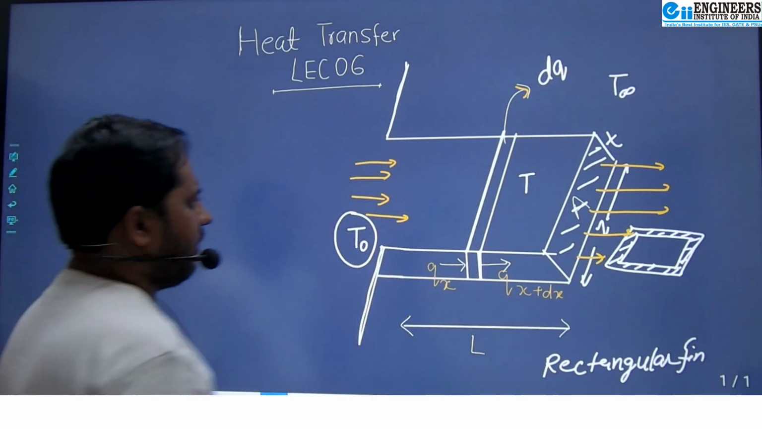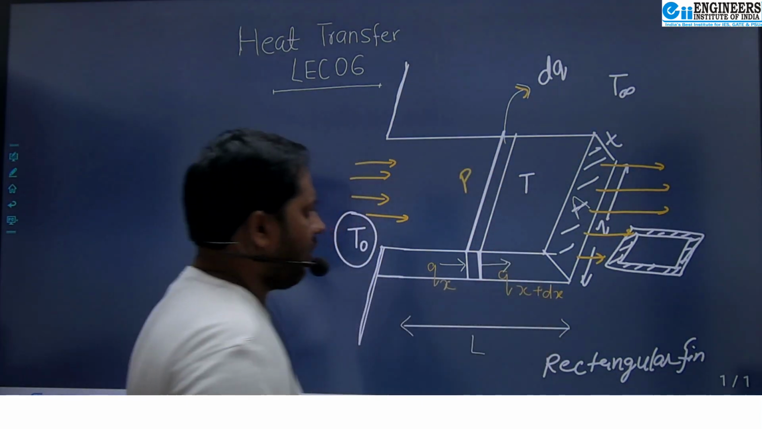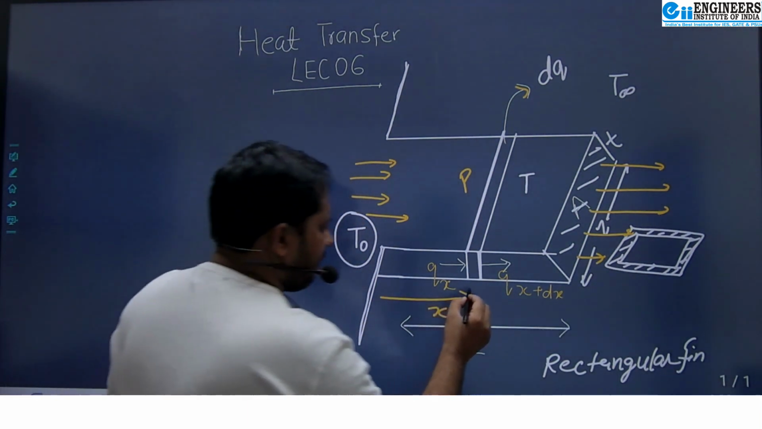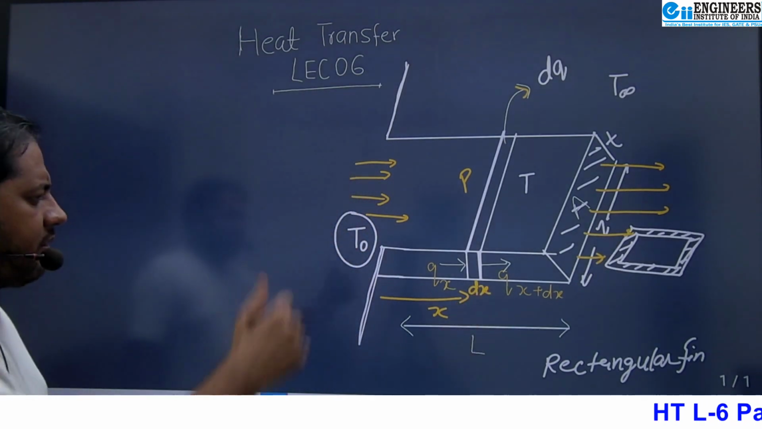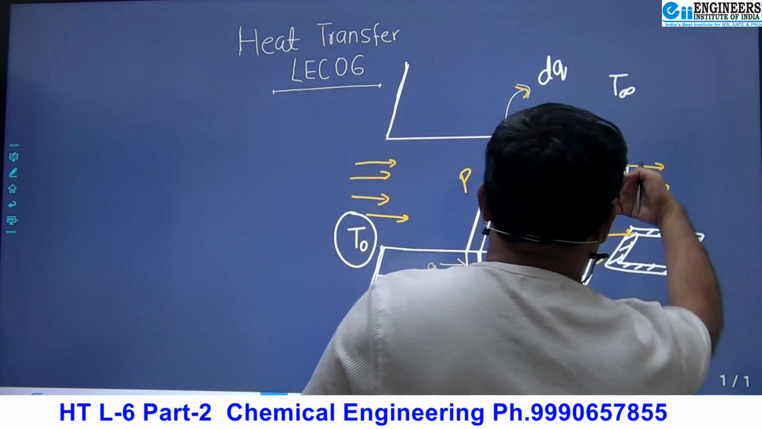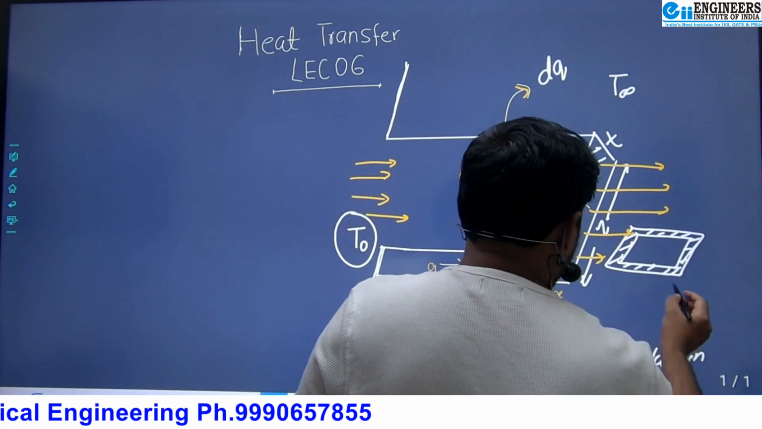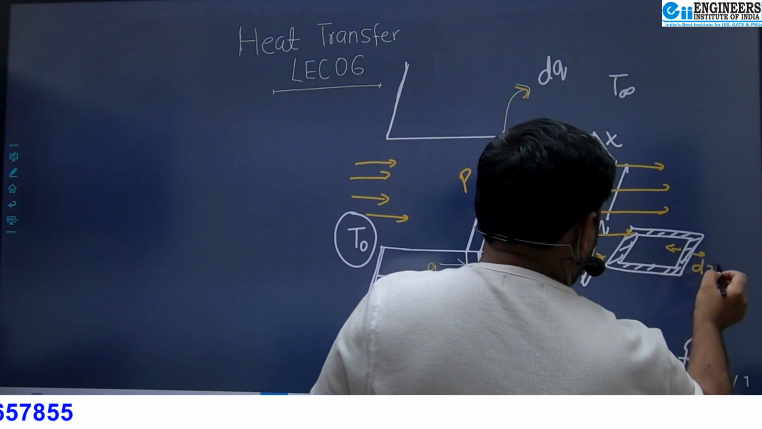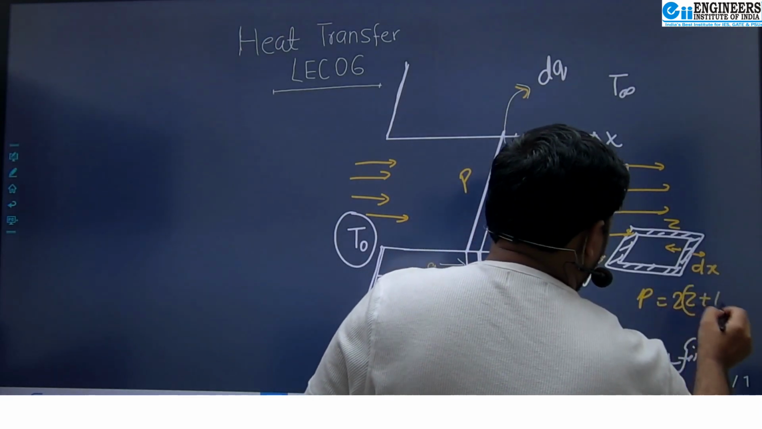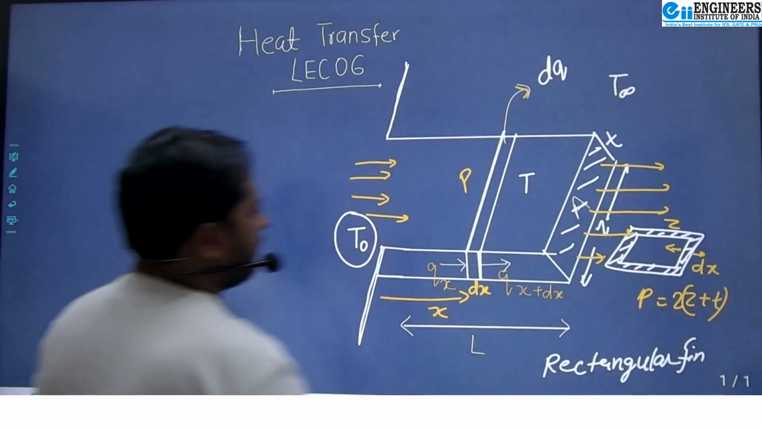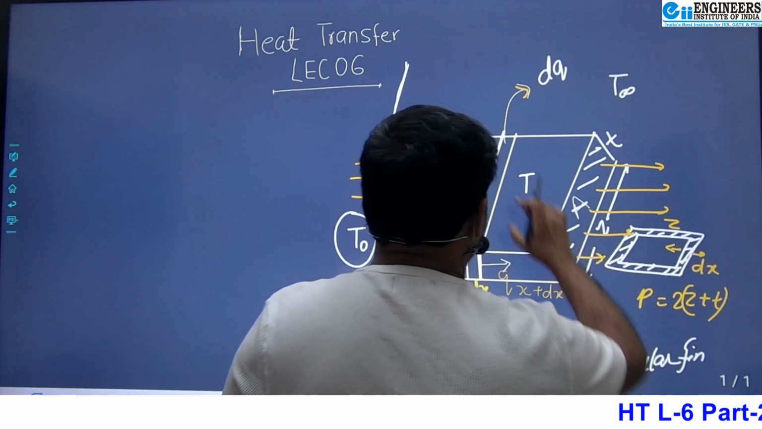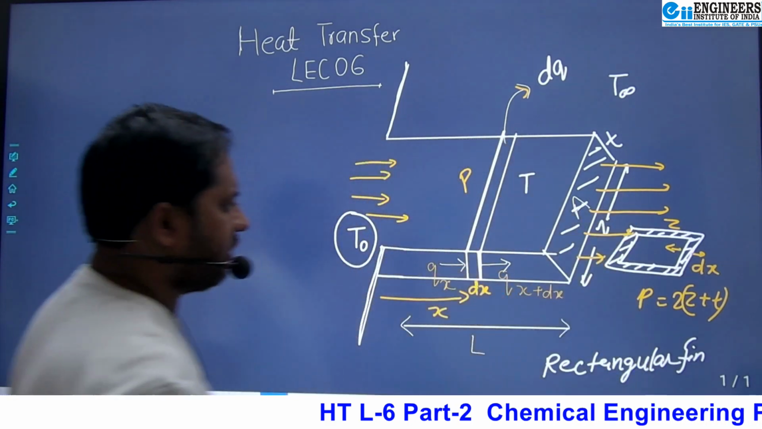So imagine, assume the perimeter. What do we mean by perimeter? Suppose at any distance x we have taken an element of thickness dx. What is the perimeter? If you see this rectangular fin from this side, you see such a cross sectional area with thickness dx, and this length is z. So our perimeter is nothing but 2z plus 2t. Why so? Because if you see this fin from that side, you see a simple cross section like this, having length z and thickness t. So this is our perimeter.